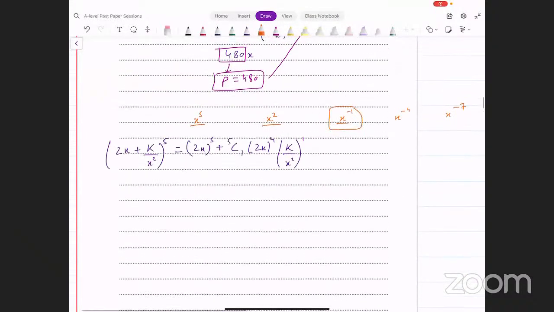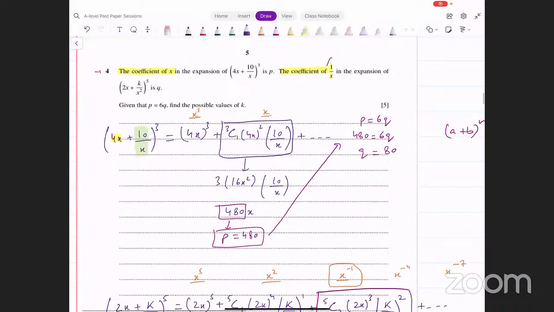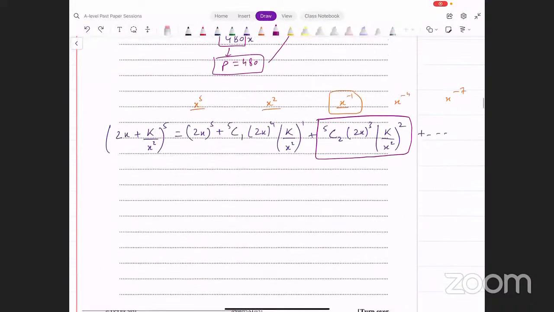ये नेक्स्ट टर्म हमें चाहिए, ये वाली। एक और टर्म यहाँ पे लिख लेते हैं, 5c2 into 2x whole raised to power 3 into k over x square whole raised to power 2. And you can see we've got the term that we need, because this is x cubed, this is x raised to power 4 in the denominator, x cube over x raised to power 4. ये term हमें चाहिए. We stop at this point and we don't go any further. यहीं पे जाके रुक जाते हैं. And now we simplify this term. बाकी सबको simplify करने की जरूरत ही नहीं है, बाकी को ignore करें, हमें सिर्फ ये वाली term चाहिए. ठीक है? Let's simplify this thing now. ये क्या आता है? 5c2 is 10.